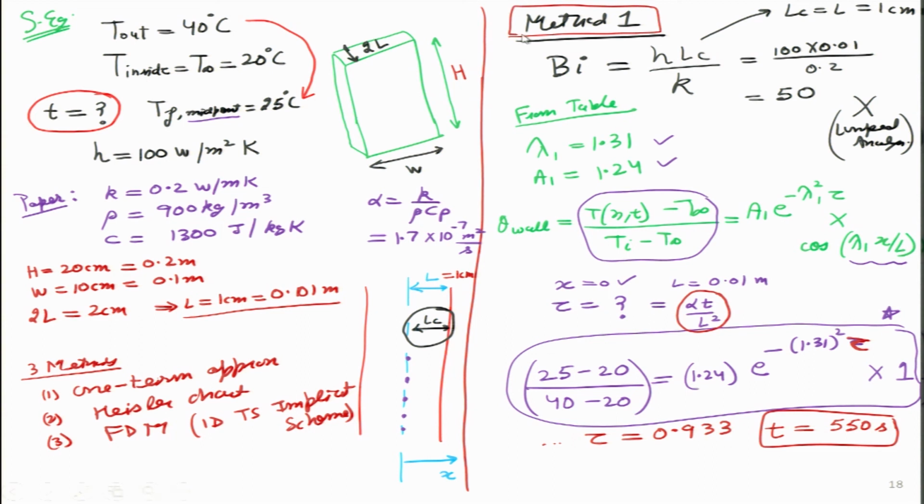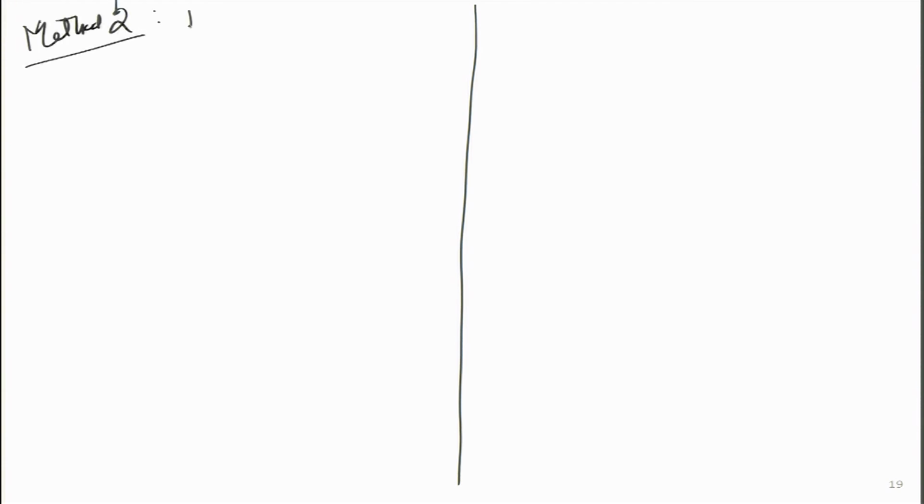I hope this particular point is clear, because this is very straightforward actually, one equation with one unknown. So, I think students will be able to solve it very nicely. Let me go ahead and use the second method now. So, method number 2, which was the Heisler chart.